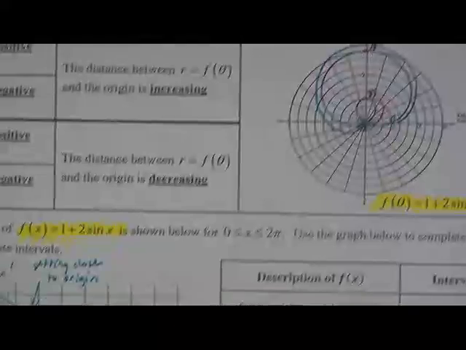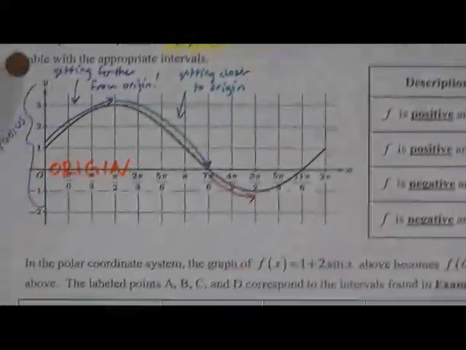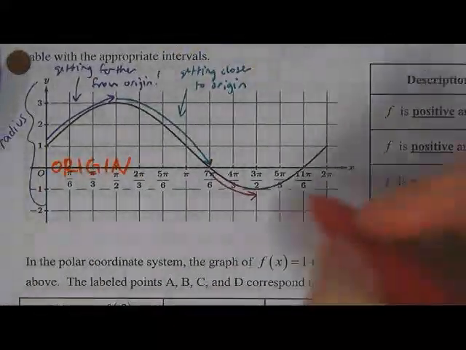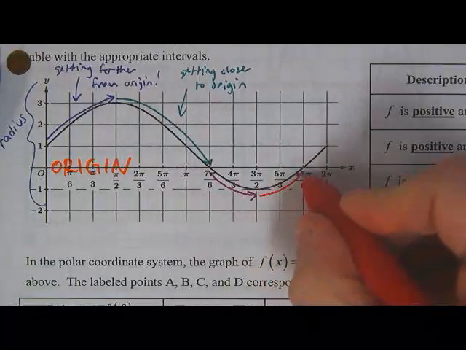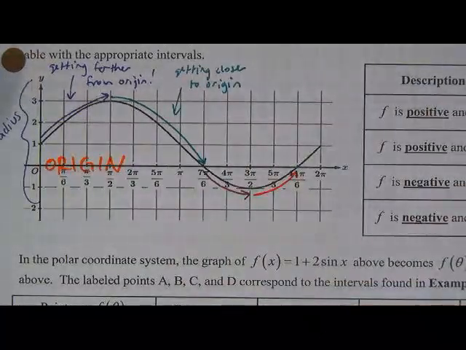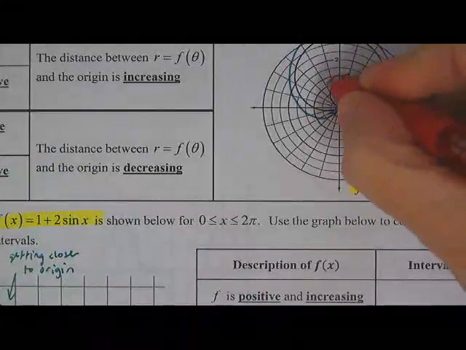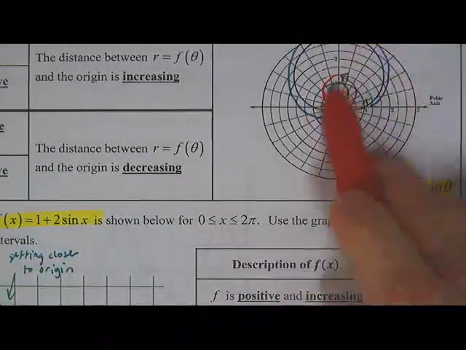My last color is going to be red. I'm now moving closer to the origin, but I stop at 11 pi over 6. I'm back at the origin. I was far away. Now I'm moving towards the origin, so that's this other half of the loop.